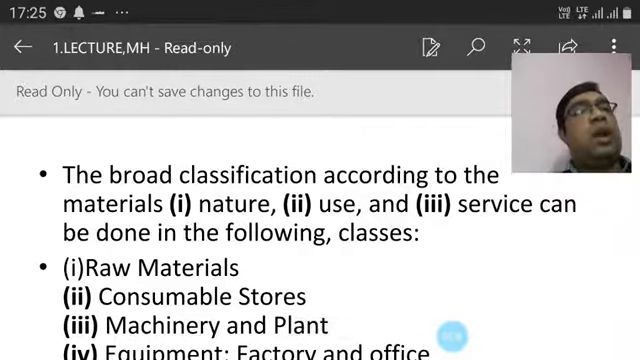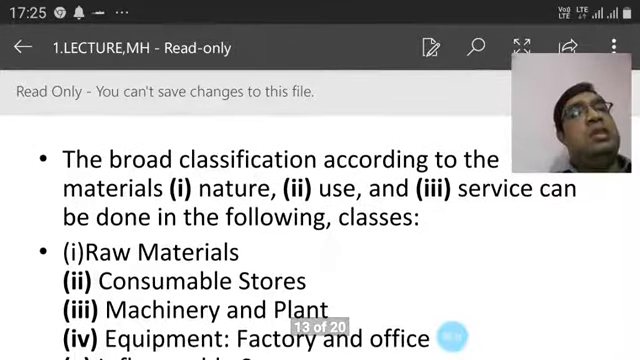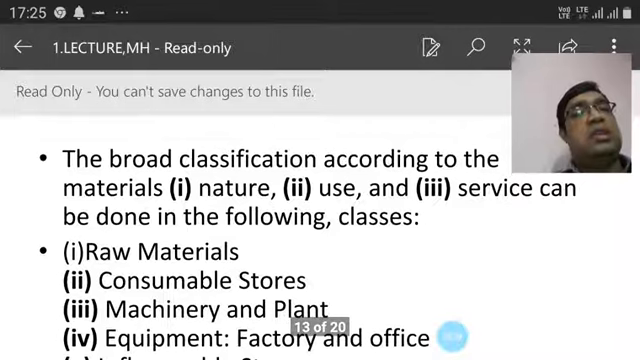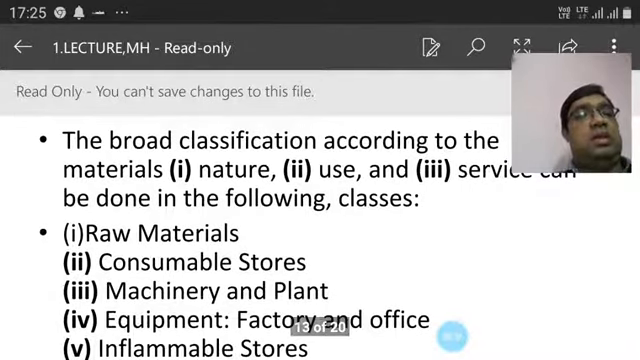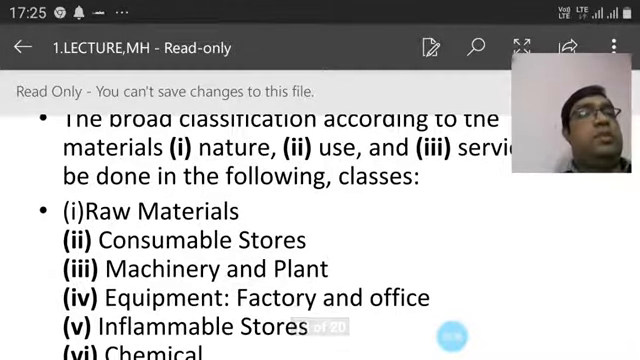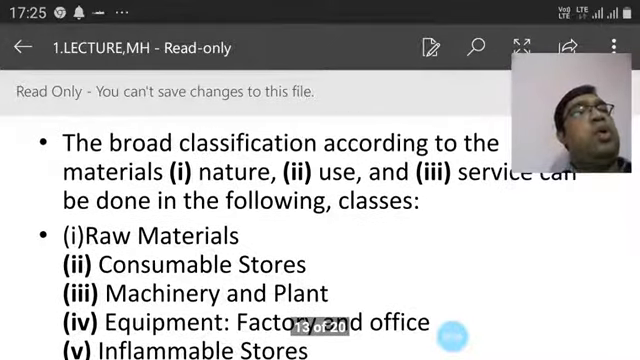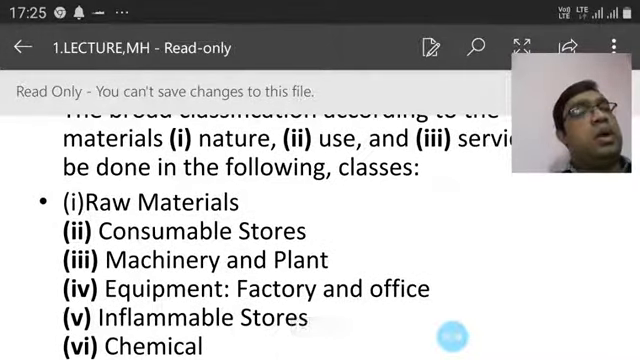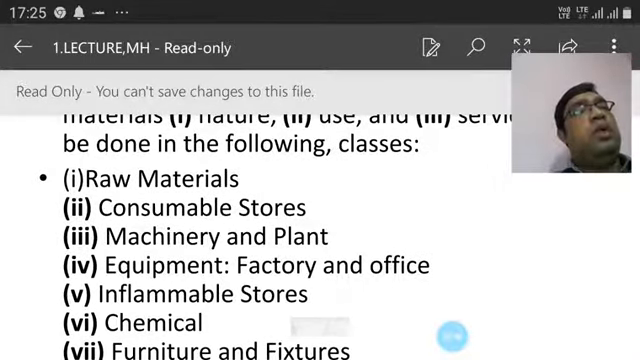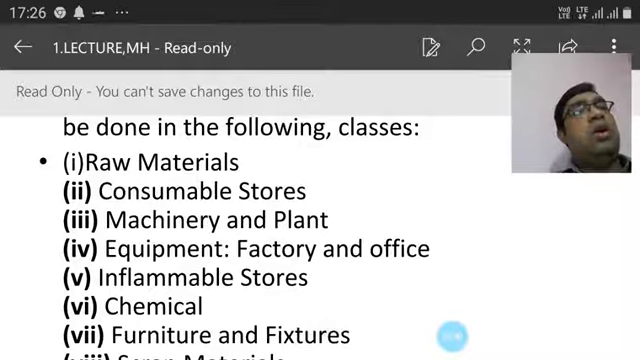The broad classification according to the materials' nature, use and service can be done in the following classes, just like the raw materials. Raw materials are very important for each and every industry, because the final or finished product depends on the raw materials. If you give good quality raw materials, then your finished product will also be good. If you give less quality raw materials, your finished product will not be so good.